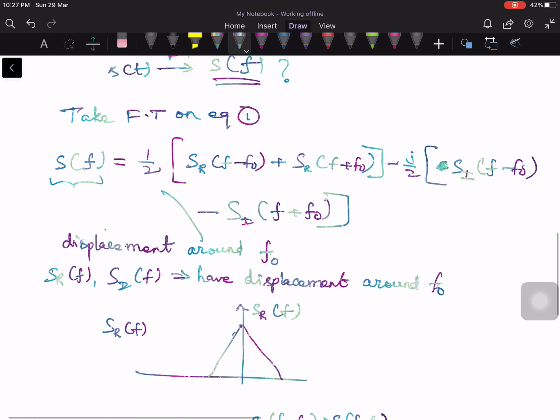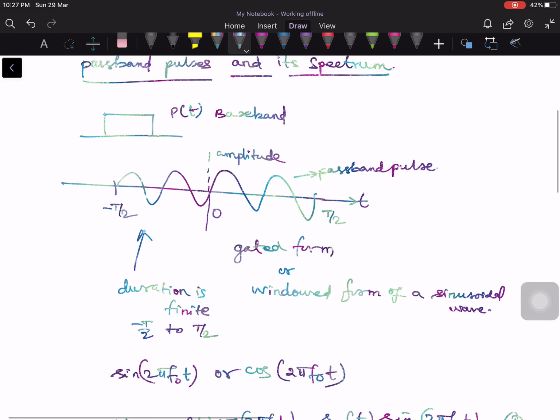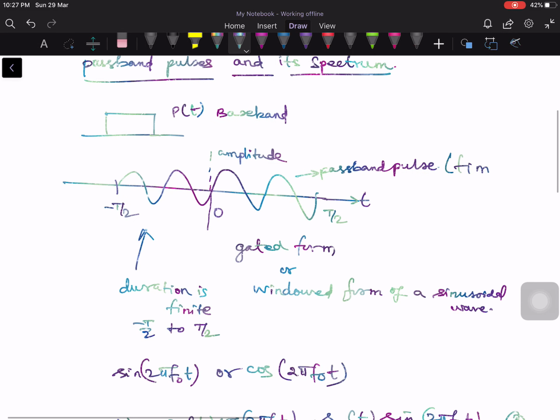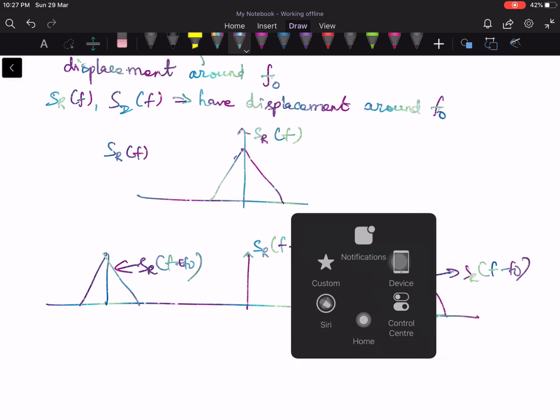So we have seen the time domain passband pulse. This is a time domain passband pulse, in the time domain, and this is in the frequency domain.